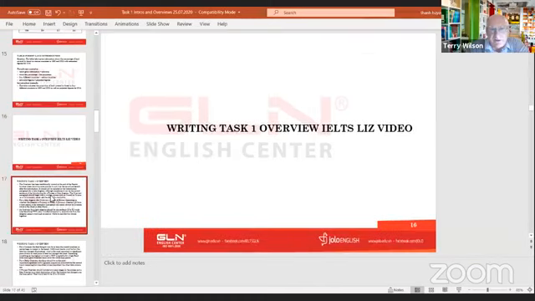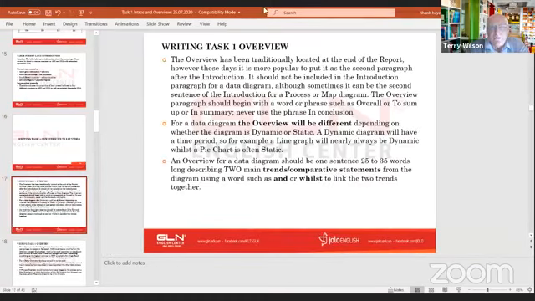So firstly, let's have a look at an introduction to overviews. The overview has traditionally been located at the end of the report. However, these days it is more popular to put it as a second paragraph after the introduction. It should not be included in the introduction paragraph for a data diagram, although sometimes it can be the second sentence of the introduction for a process or map diagram.